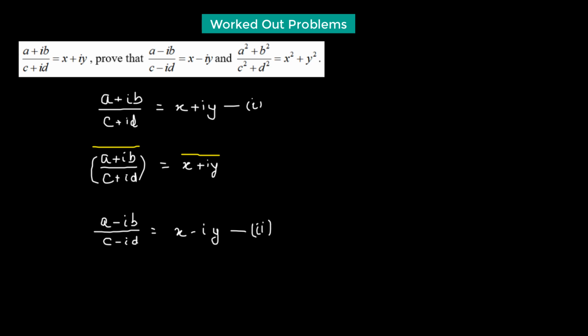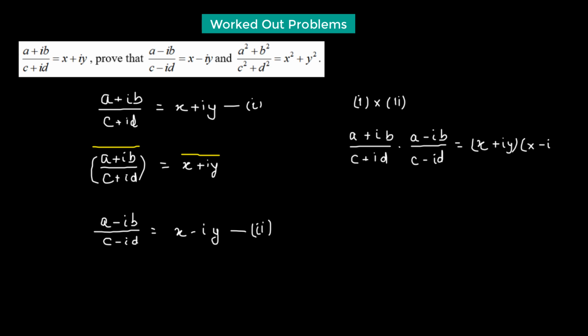Now what we're going to do, we're going to multiply equation 1 and 2, and that should give us a plus ib divided by c plus id multiplied by a minus ib divided by c minus id, which will be equal to x plus iy multiplied by x minus i times y.